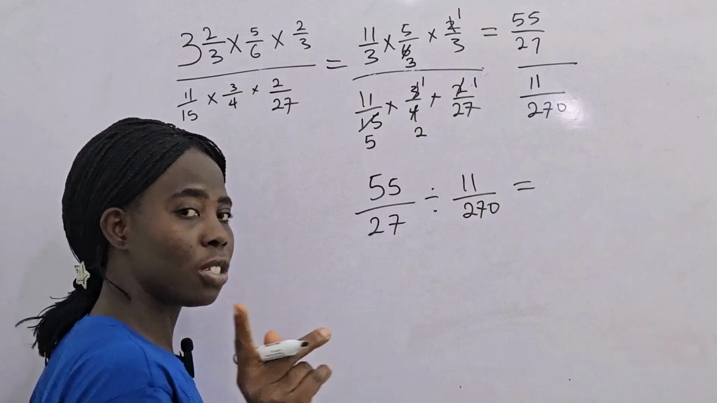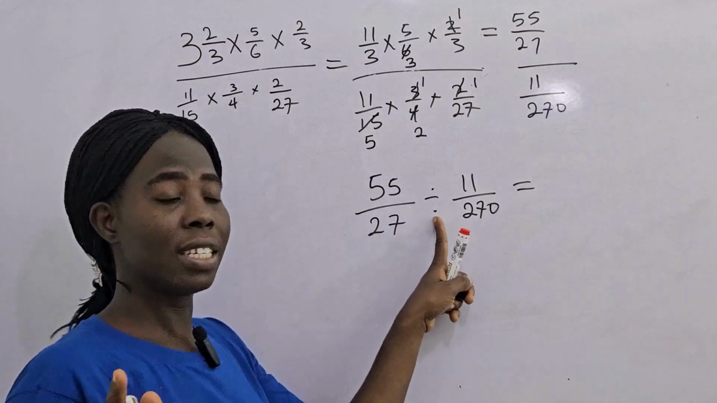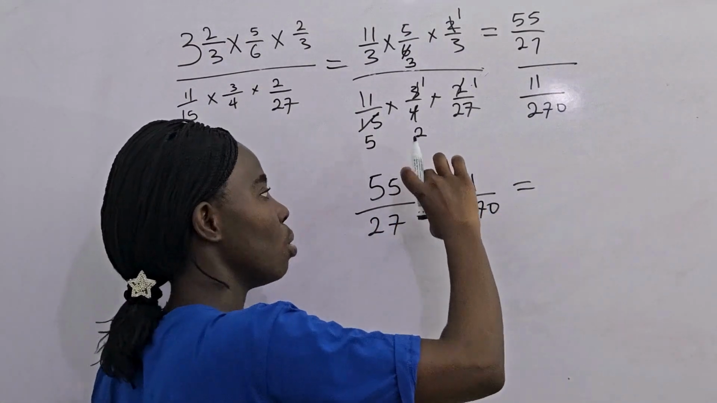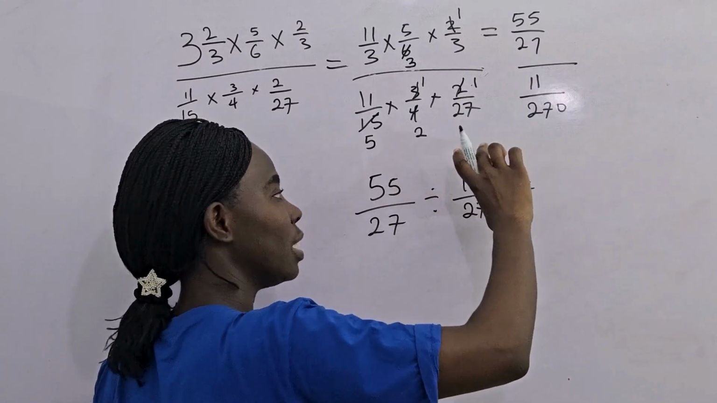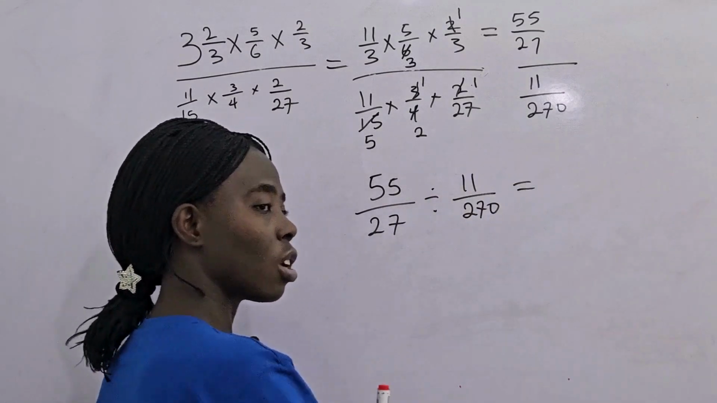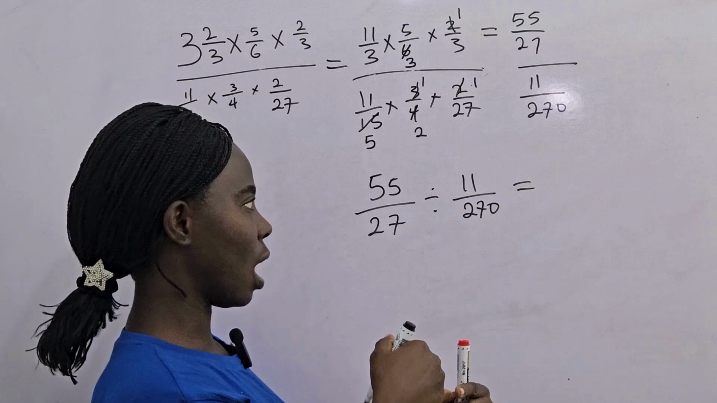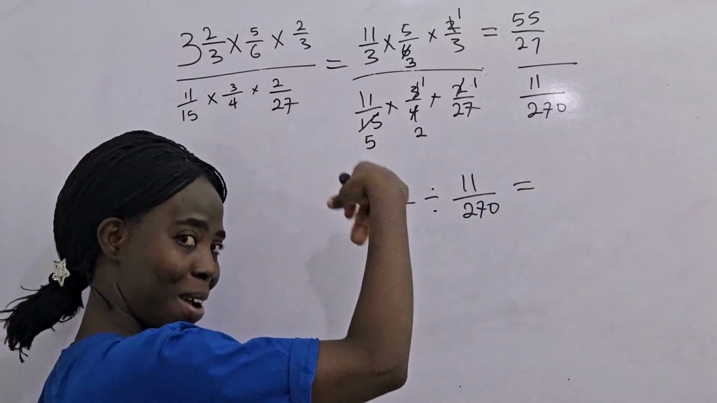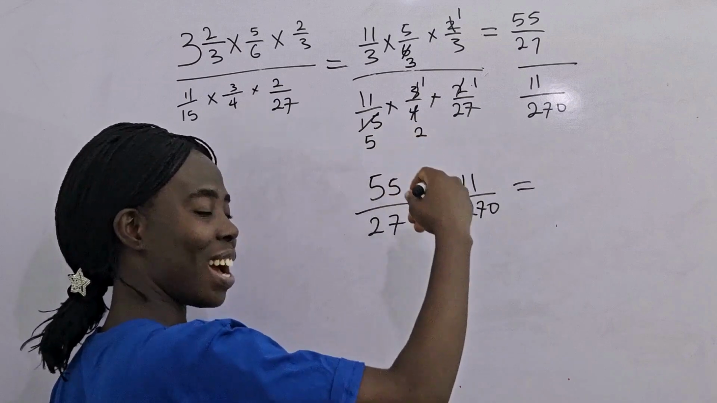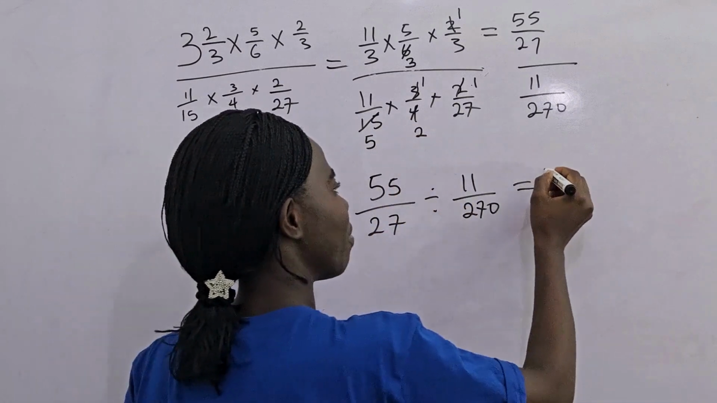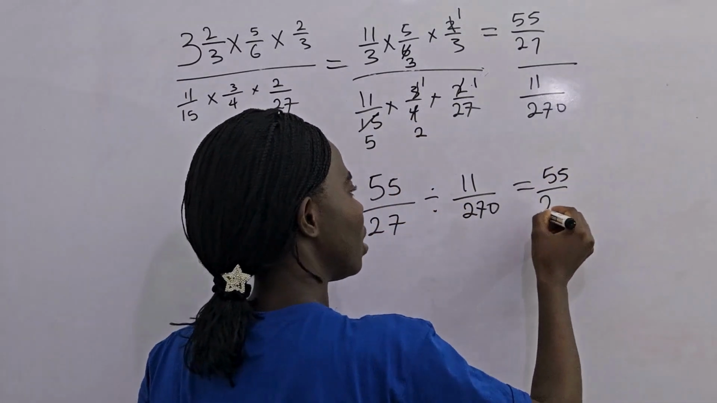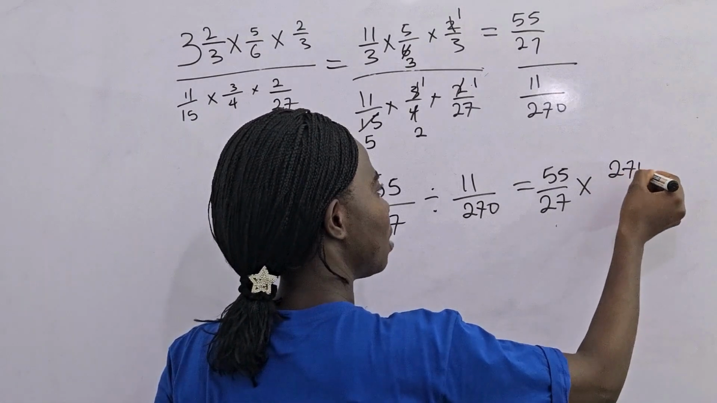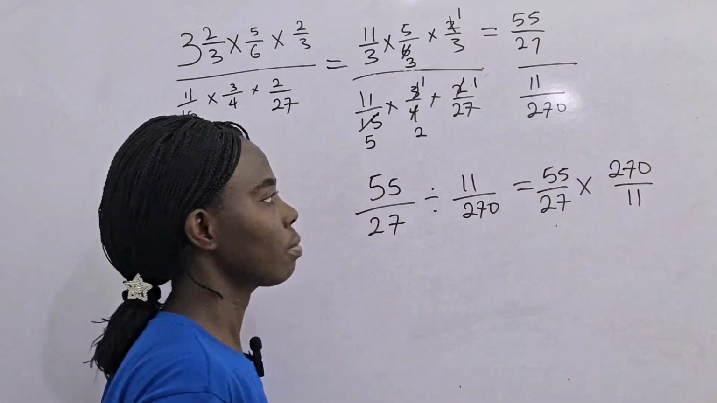Now, I'm going to quickly remind you a rule when you are dividing 2 fractions. When you are dividing 2 fractions, the division sign changes to multiplication, while the divider will turn upside down. Are we together? Remember, this is not the one you're turning upside down, but the one that is the divider. You get me right? The divider will turn upside down. So we should be having 55 over 27. Now change it to multiplication, and this one is going upside down, 270 over 11.